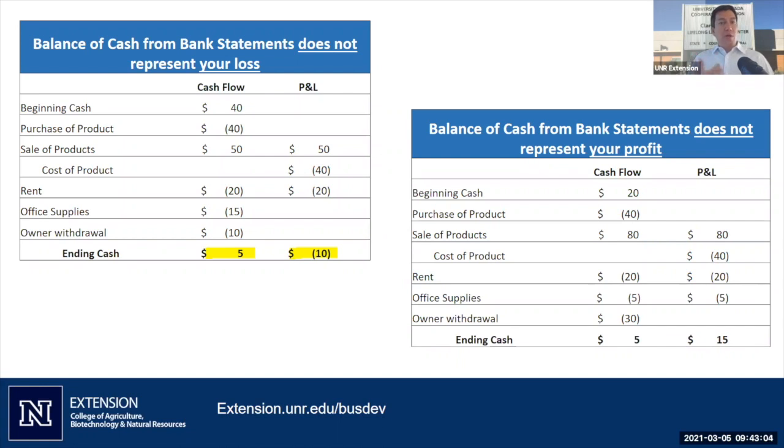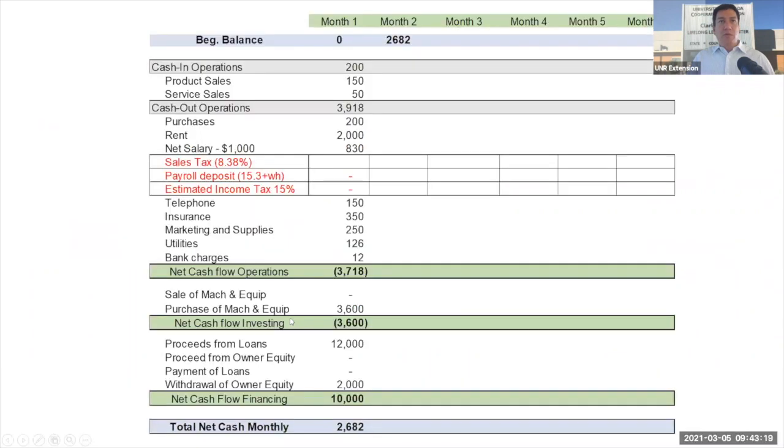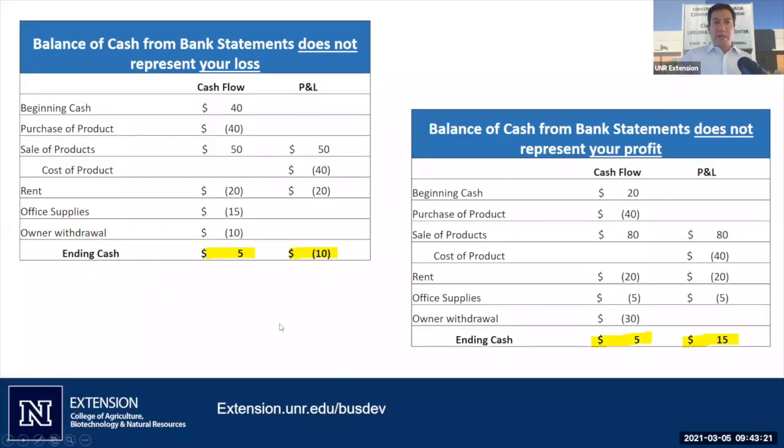And this is when you combine your profit and loss and your cash flow reports, the information from both of them, and plan for future payouts. Any questions so far before we begin with a bigger example?